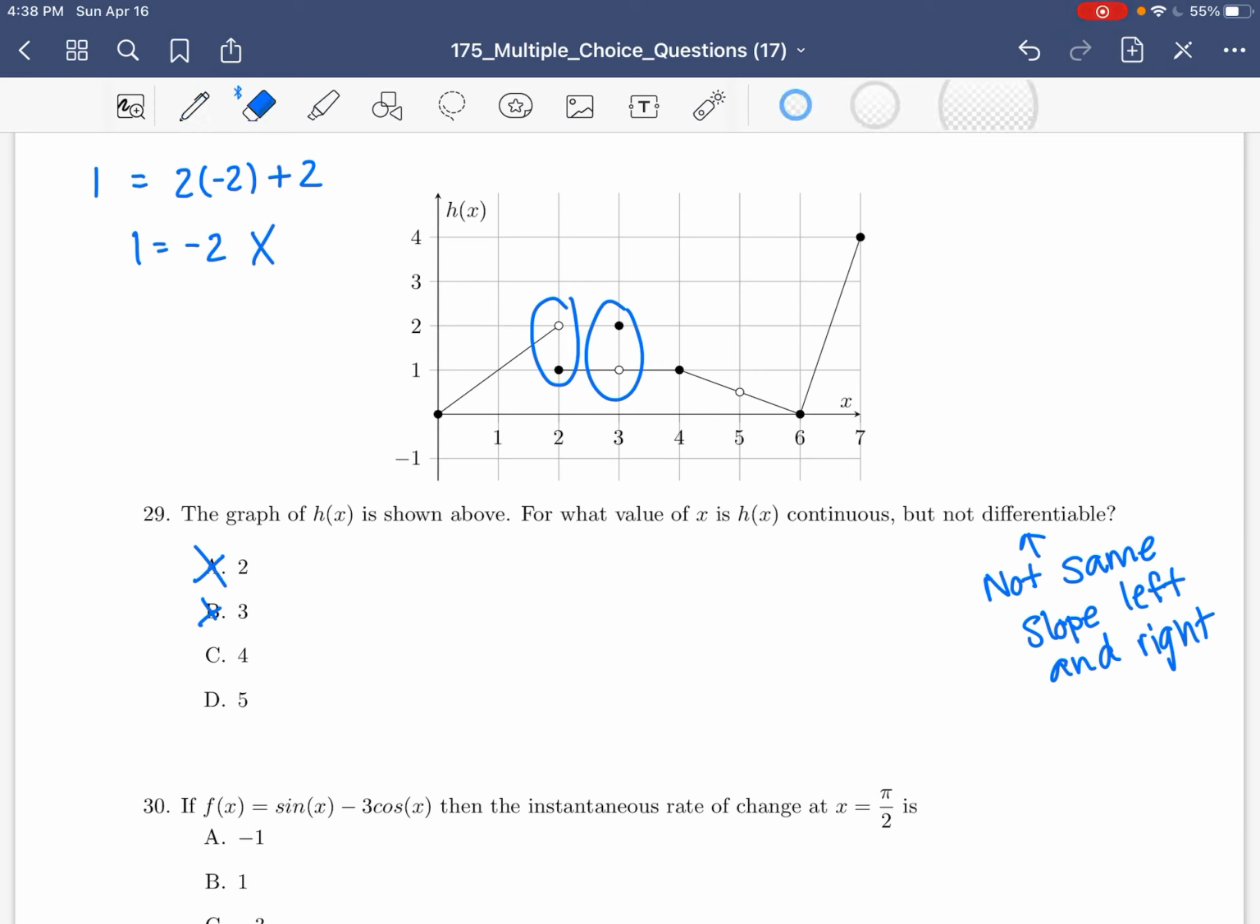Now looking at 4, let me erase these other two. So at 4, the limit exists, left and the right limit are the same, and the point is the same. So it's definitely continuous, but you see how it's not the same slope on both sides? So here on the left, we have a slope of 0. On the right side, we have the slope of negative something. So those two are not the same values. C is our answer. And lastly, at 5, we have a hole. So that one's not even continuous. The answer had to be C.